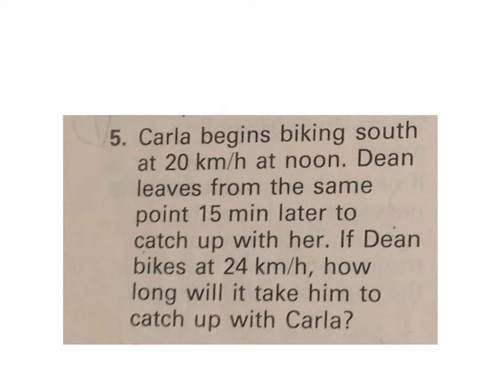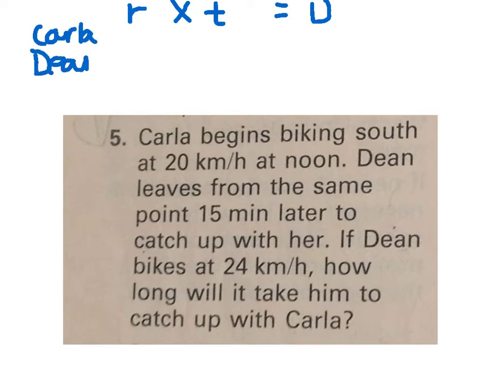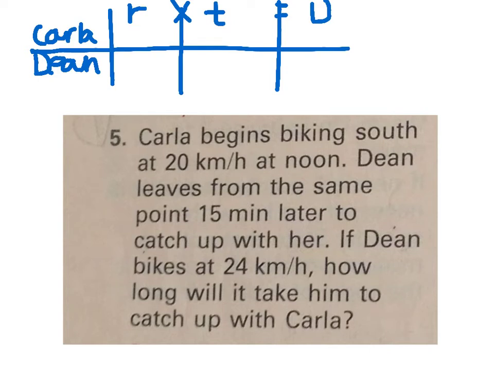Well, you might be panicking right now, but always start with what you know. Rate times time is going to equal distance. And we've got Carla, and we have Dean. Whenever you feel overwhelmed, you want to start with the easy stuff. You can see that Carla is biking at 20 kilometers per hour, so clearly her rate is 20. And Dean is biking at 24 kilometers per hour, so he is 24. Now our variable is in the time category. And the thing you always want to ask yourself when it's in the time category is, do they leave at the same time?